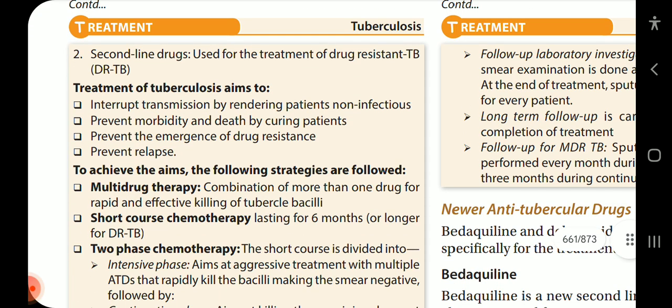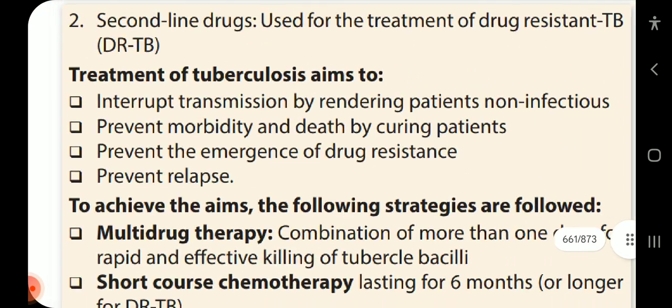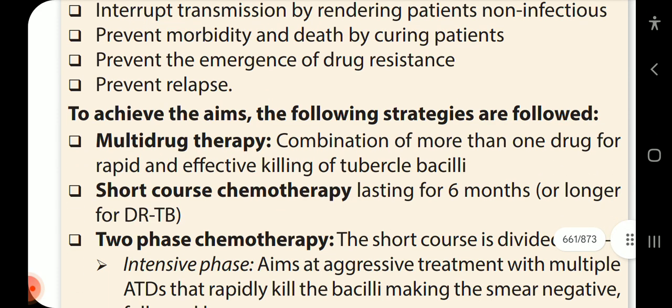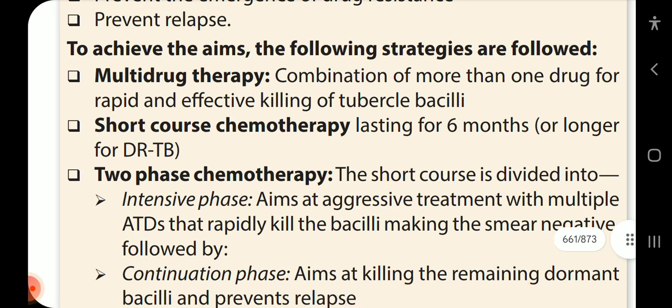Now, the treatment of tuberculosis aims to interrupt transmission by rendering patients non-infectious, prevent morbidity and death by curing the patients, prevent the emergence of drug resistance, and prevent relapse. To achieve the aims, the following strategies are followed.